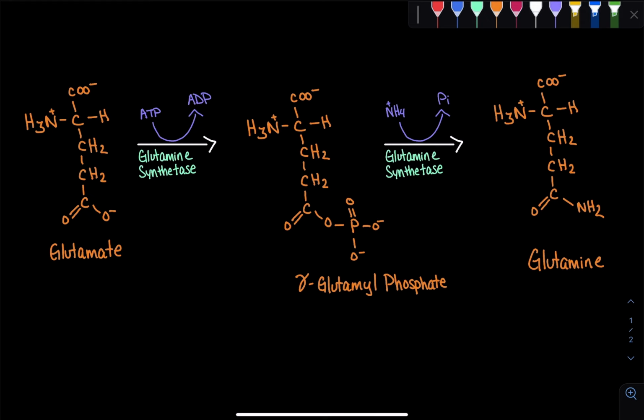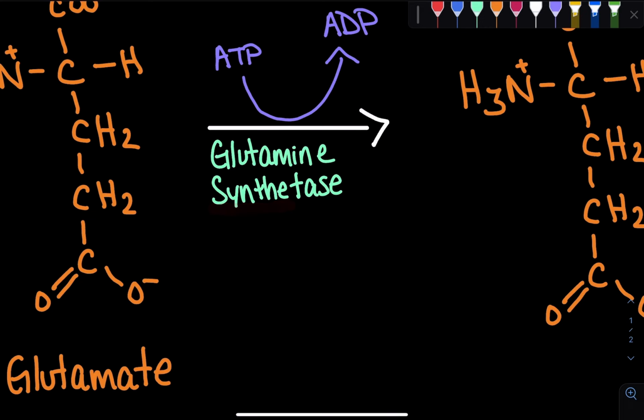In the reaction where we're going from glutamate to glutamine, we utilize the enzyme glutamine synthetase. Now, let's break down the enzyme word first. Glutamine synthetase. First of all, we're going to be synthesizing glutamine. That's why it's a synthe. But what does the synthetase part mean?